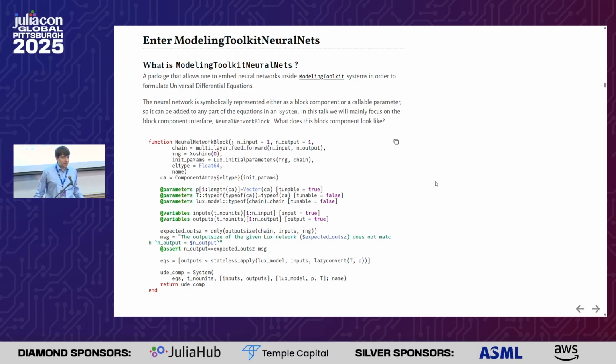And the implementation of this is actually quite simple in the package. We just have the parameters of the neural network, and we just call Lux to give us the output of the neural network given the inputs to the neural network block.